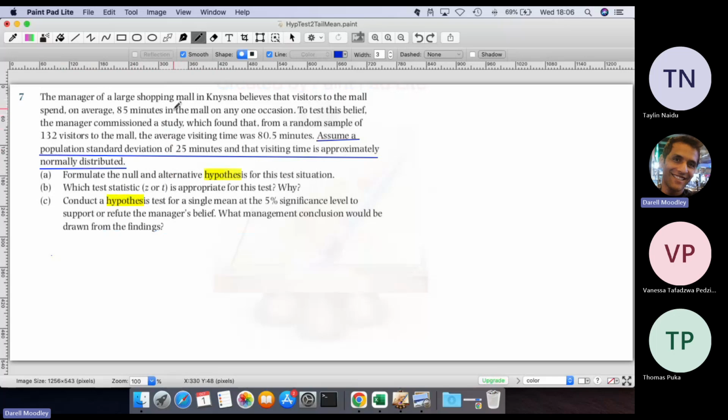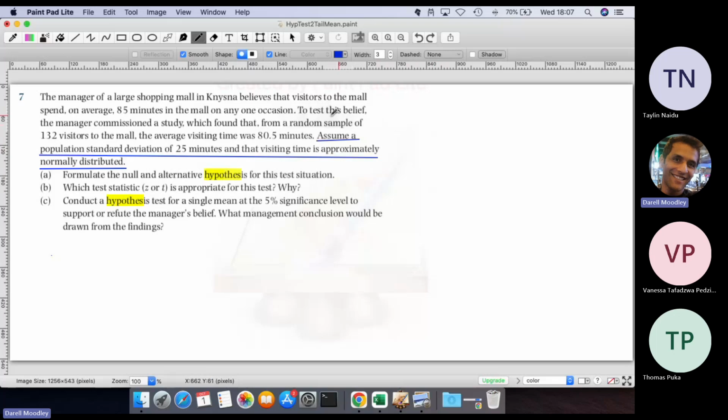It says the manager of a large shopping mall in Neisner believes that visitors to the mall spend on average 85 minutes. Why would this be important? The manager of the shopping mall wants customers to spend more time in the mall generally, because the more time they spend, the bigger the likelihood of them spending more money. That's what they're aiming for. If his theory is right, that they do spend on average this amount of time, then he might continue with his business plan. If it's not, then he might have to change his business plan in order to get it to be around that time.